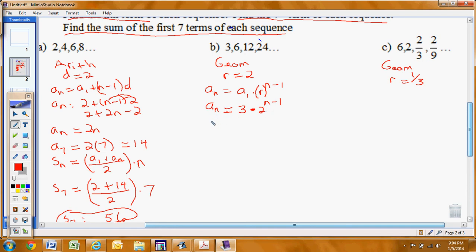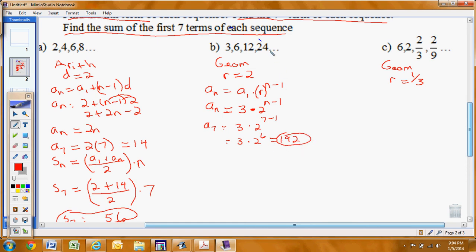But the directions say also find the 7th term. All right, so if we want to find the 7th term of the sequence, we say 3 times 2 to the 7 minus 1 power, which is really 3 times 2 to the 6th power. And 3 times 2 to the 6th power is 192. So the 7th term is 192.